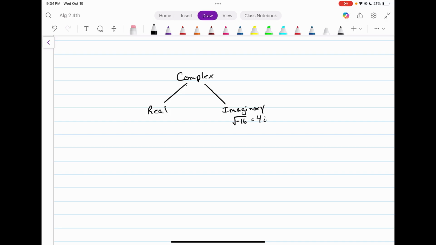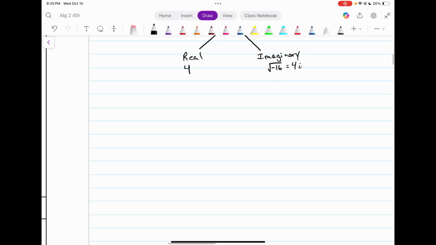So complex, going back up to here, is actually a mixture of a real number with an imaginary. So if you have a real and imaginary mix, that's complex. Now numbers can be either real or imaginary. It's called pure real or pure imaginary inside of it. Now, dealing with real numbers, all real numbers are either rational or irrational.